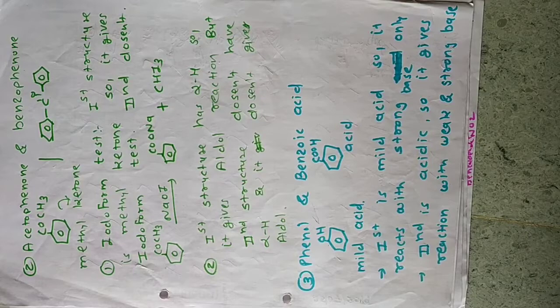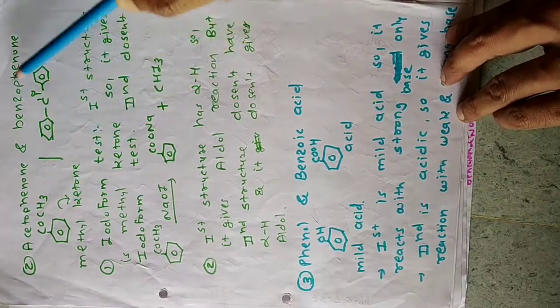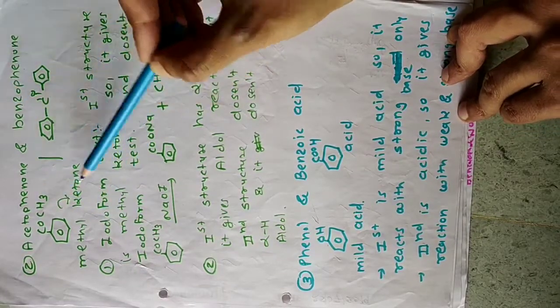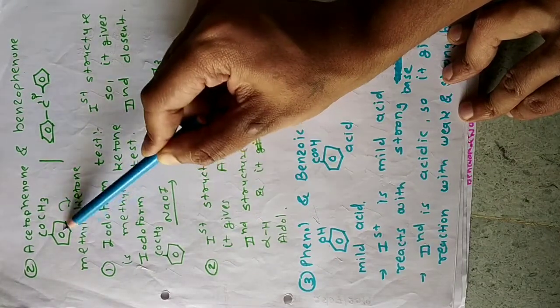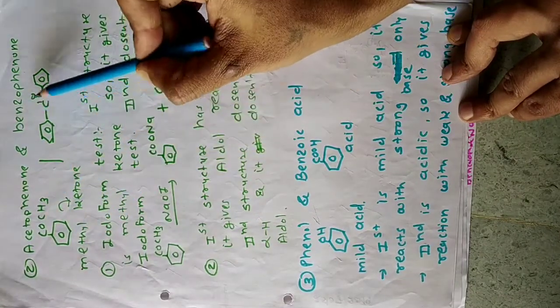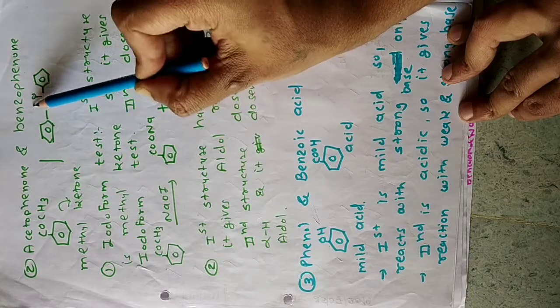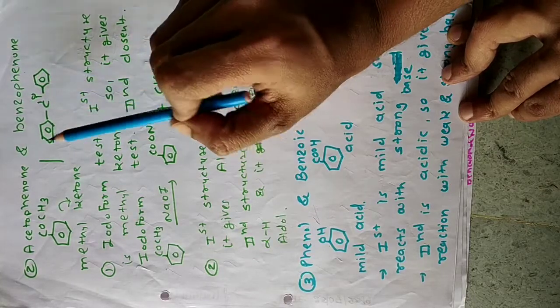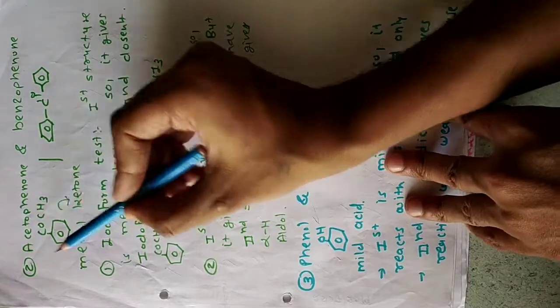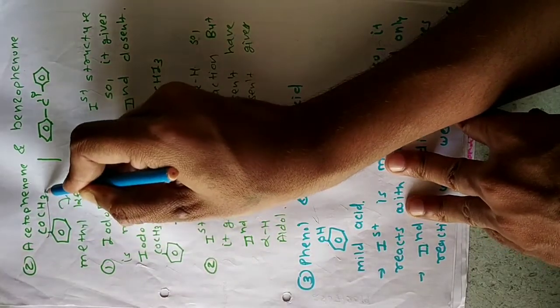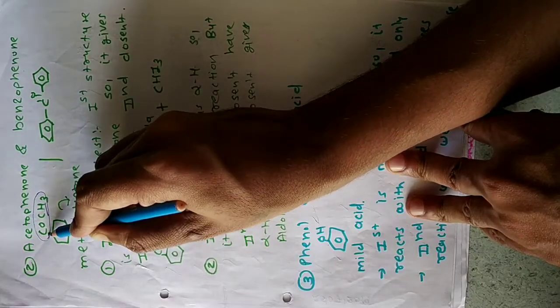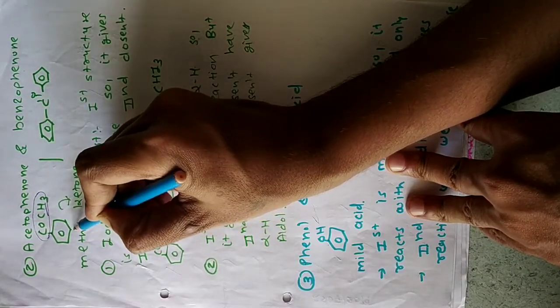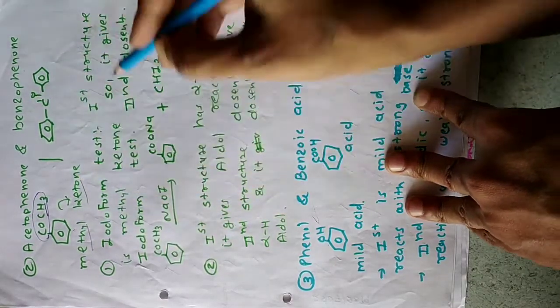The second pair that is given to us is acetophenone and benzophenone. So draw the structures first. You can see on the benzene ring COCH3, that is acetophenone, and between two benzene rings we have a ketone group, that is benzophenone. In acetophenone you can see this one is our methyl ketone. This one is methyl, then ketone. So acetophenone is a methyl ketone.